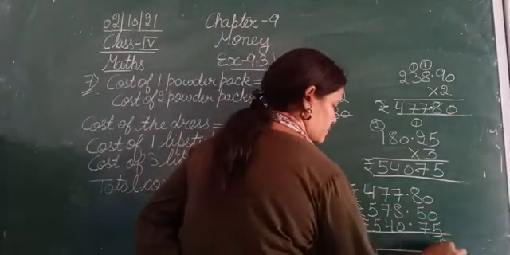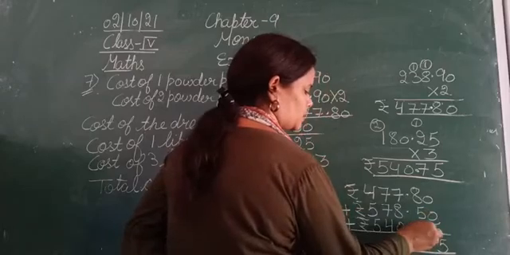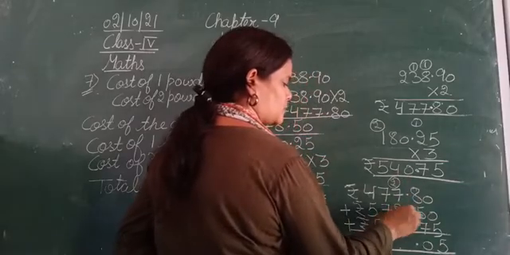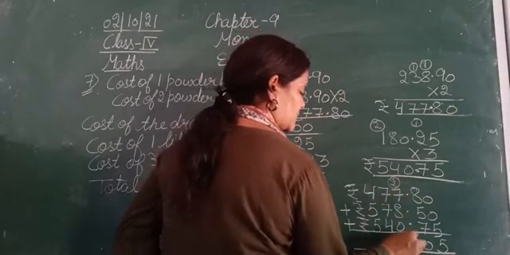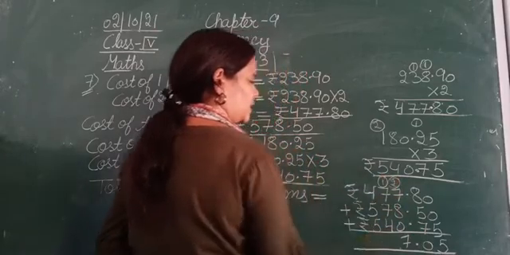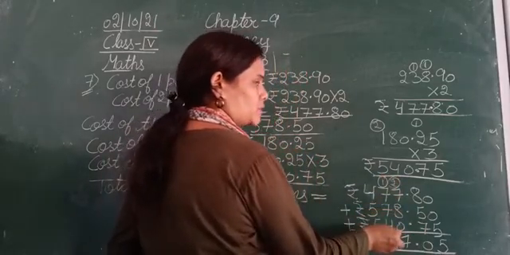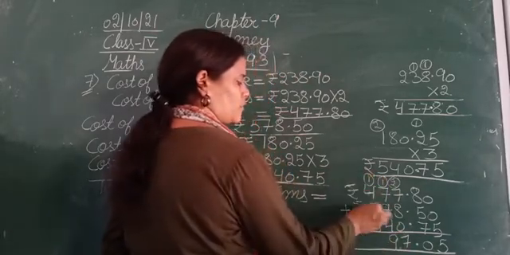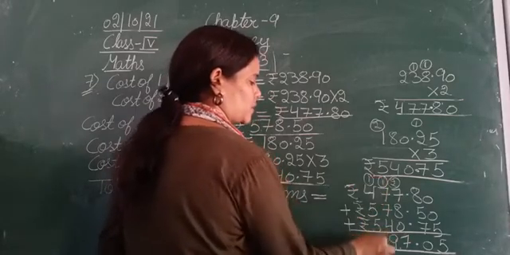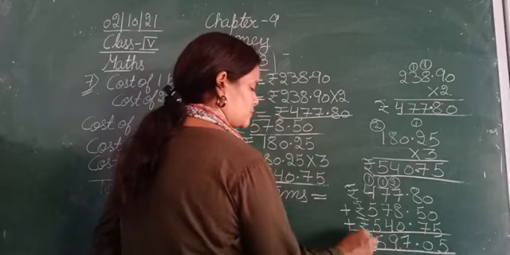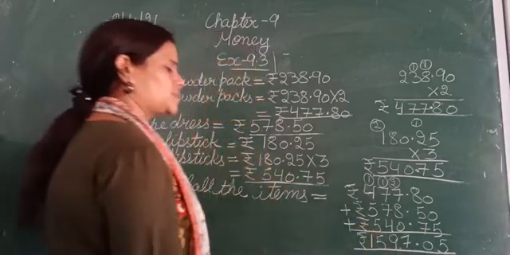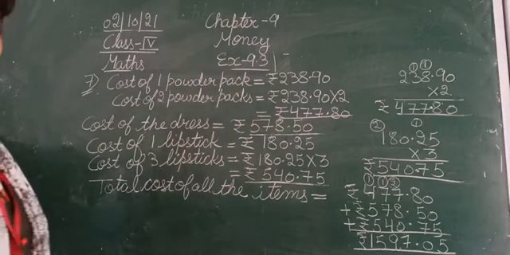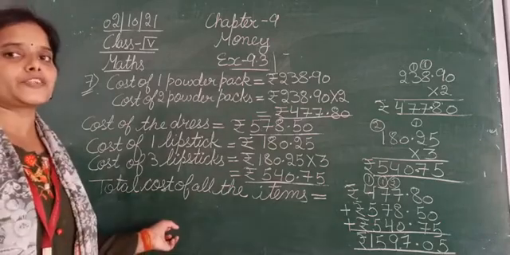5, 8 plus 5, 13, 13 plus 7, 20, 0, 2 will be carried next. 7 plus 8, 15, 15 plus 2, 17, 7, 1 will be carried next. 7 plus 7, 14, 14 plus 4, 18 plus 1, 19, 9, 1 will be carried next. 5 plus 5, 10 plus 4, 14 plus 1, 15. So the total cost of all the items is 1597 rupees and 5 paisa. This is the total amount of bill that she needs to pay.